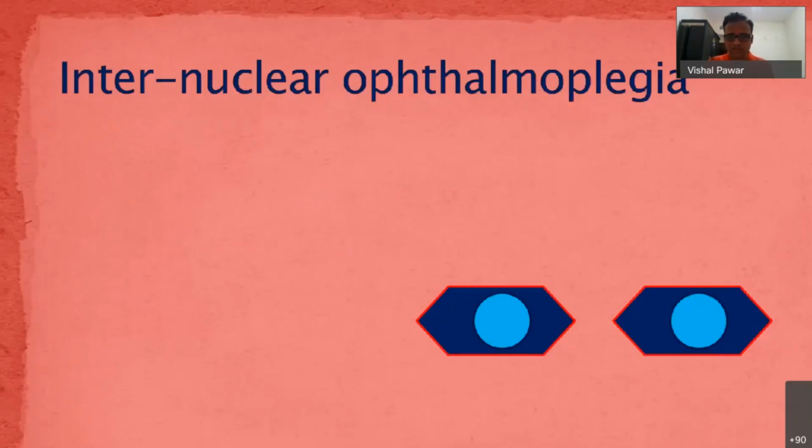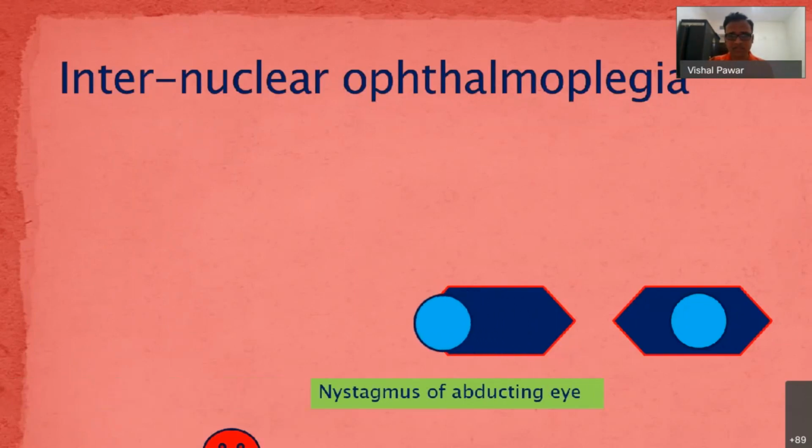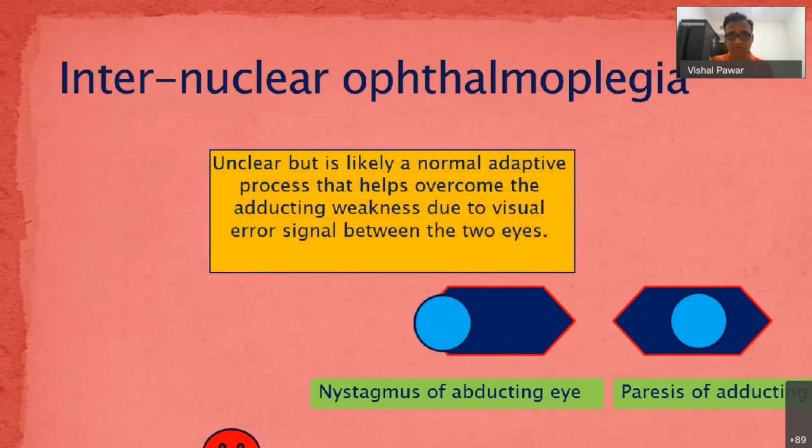So basically, what happens in internuclear ophthalmoplegia is there is nystagmus of the abducting eye, and ideally there should be paresis, but because of VNG, I could pick up the slowness of adduction.